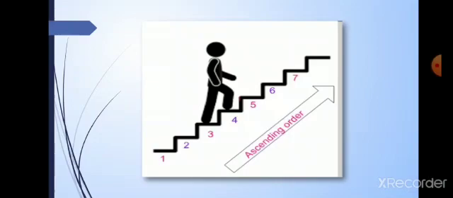As you can see in the example, when you go upstairs, you start from the very first step, then second step, third, and so on. So this order is known as ascending order. When you go upstairs, it means this is ascending order. You start from the very first step. You never jump from first to 7. You go step by step, and this order is known as ascending order.